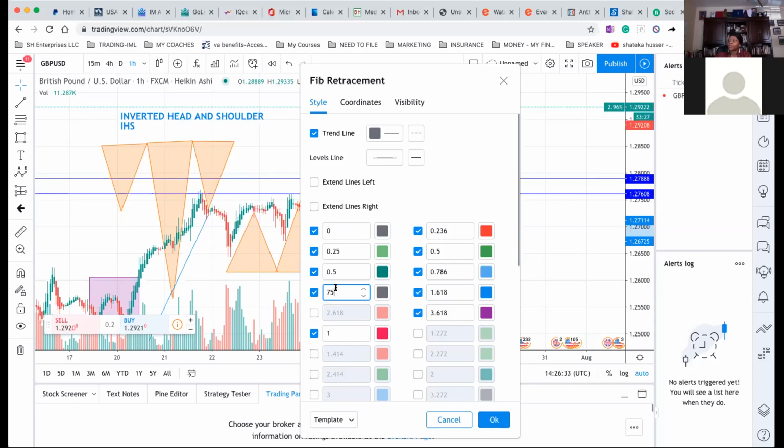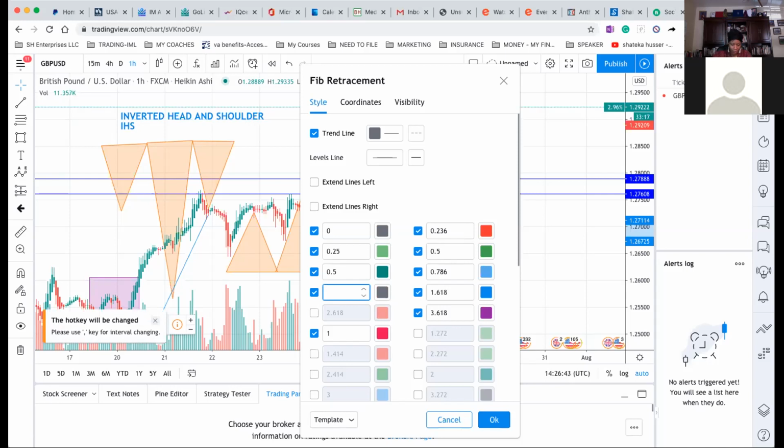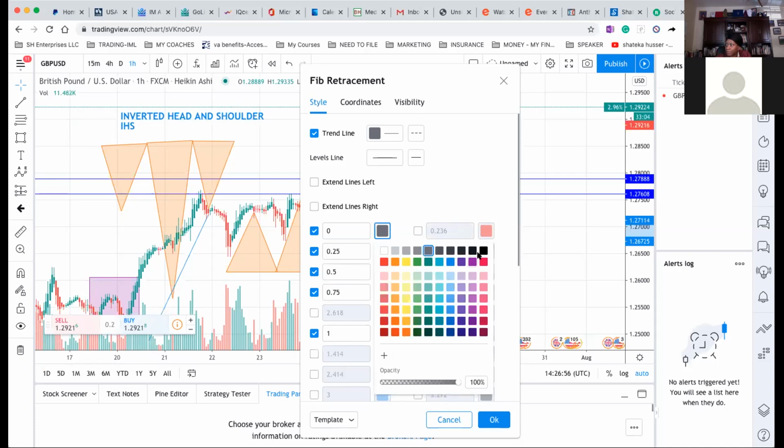All right, my computer is freezing. Let's see. I'm not doing all that. 0.75 is what I'm trying to do. All right, uncheck this, uncheck this, uncheck this, uncheck this, uncheck this. Make these black so I can see them.